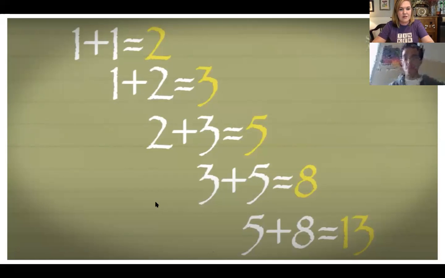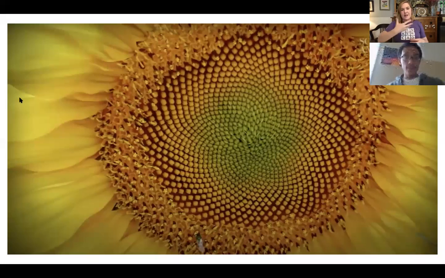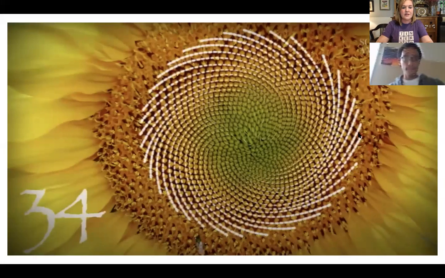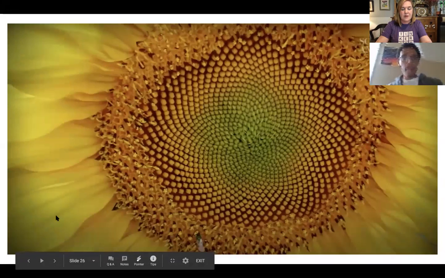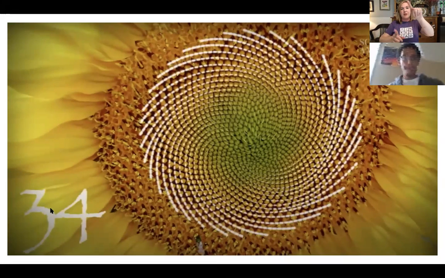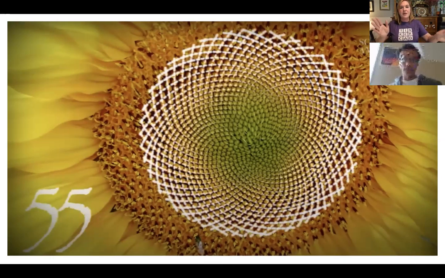And then he noticed that in nature, you could find this kind of sequence of numbers in different aspects of nature, and that it was repeating. So in the sunflower, for example, if you were to carry these numbers out, one of the numbers in the Fibonacci sequence is 34. So when we think about the pattern in which the seeds in a sunflower distribute themselves, there are 34 sets of spirals in one direction. And then in the other direction, there are 55. So if you go 34, 55, that's part of the Fibonacci sequence.